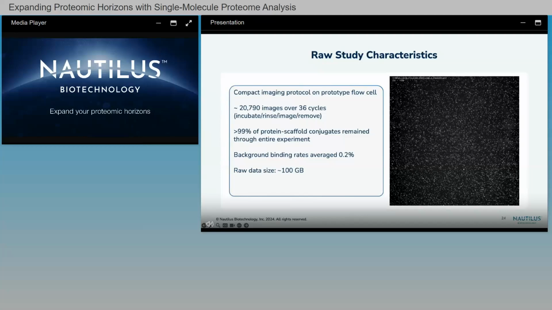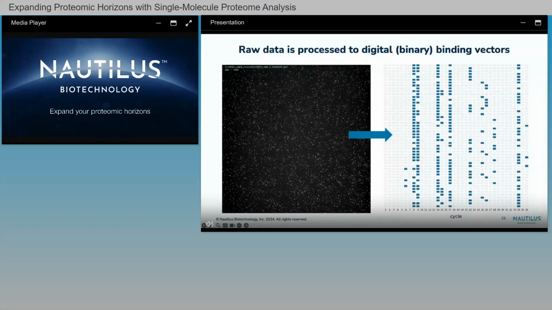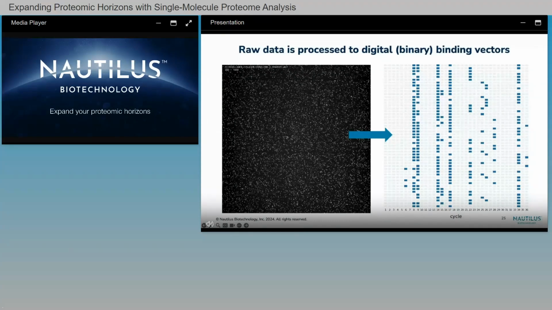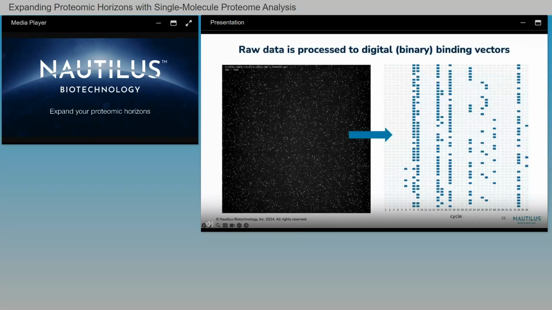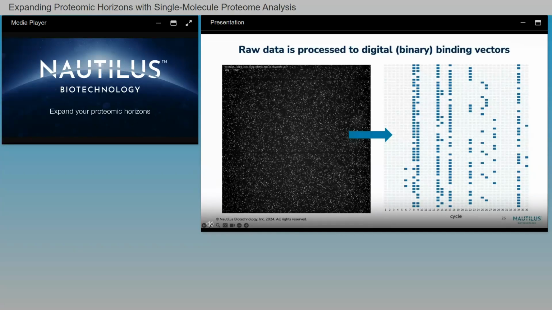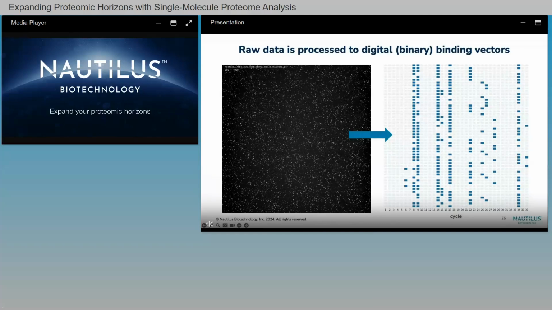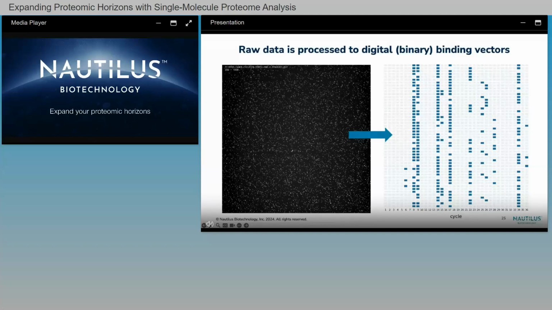After collecting this raw image data, it's next boiled down to a binding matrix. In this binding matrix, each row corresponds to one individual molecule. And what you can see as you go across is whether we called a binding event in a given cycle to a given probe or not. You can see that there are many different patterns present. Ultimately, for any given protein, there may be a wide variety of binding patterns, not a single one. And that's because this is a highly stochastic single molecule system.